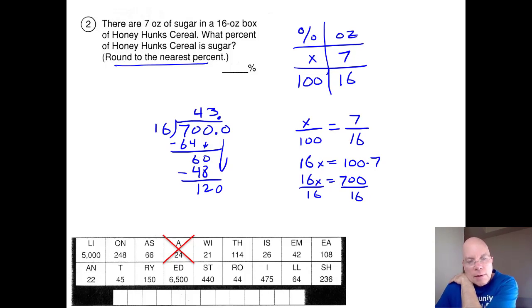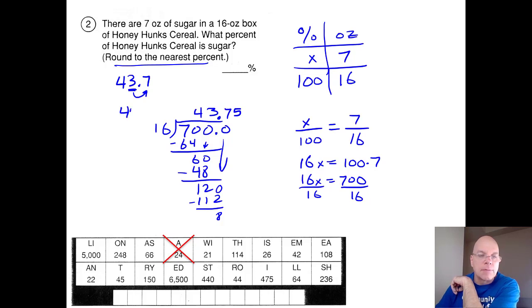Well, if 4 16ths is 64, we don't have 8 because that would be too many, probably 7. 7 16ths is 112. Which, when I see this remainder of 8 and realizing that 8 16ths is a half, it makes me realize that this next digit is going to be a 5. But if we're rounding to the nearest percent, I didn't even need to go that far. Because if it's 43.7, the nearest whole percent would be, I'm closer to 44% than I am to 43%. So 44% would be the answer.